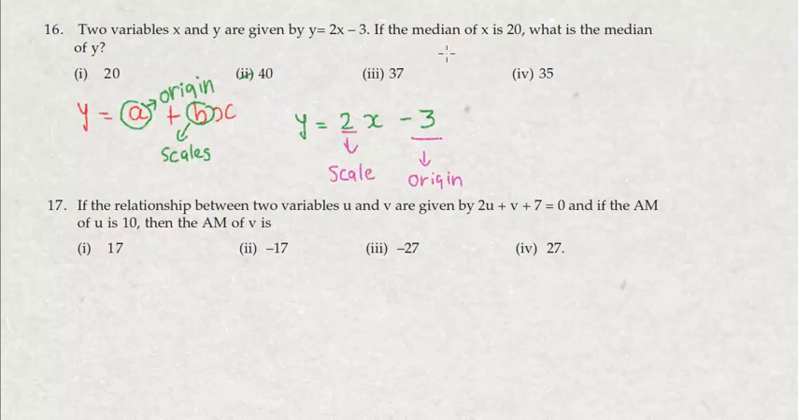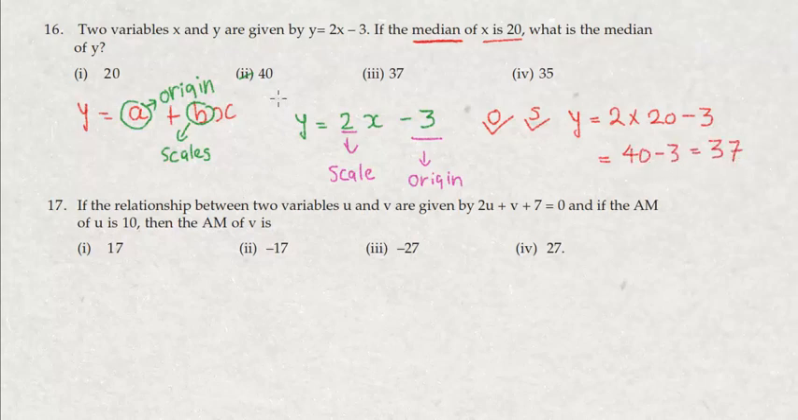Now let us think whether median is free from change in origin or scale. The answer is no. Median is affected by change in origin, and it is also affected by change in scale. So what we have to do? We just have to put the median value of x into this equation to get the median value of y. There is no other modification required. Let us put it. So y is equal to 2 into, what is the value of median given? 20. 2 into 20 minus 3. So this is 40 minus 3 is equal to 37. So here in this case our answer is 37.